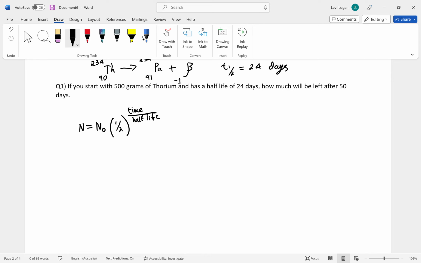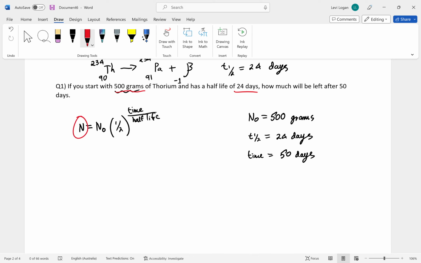Okay? So we have 500 grams initially, so N0 is 500 grams. Half-life, T half, is 24 days. So where I got this information, I just read it straight from here and here. How much will be left after 50 days? So we've also been given the time. So the time is 50 days.